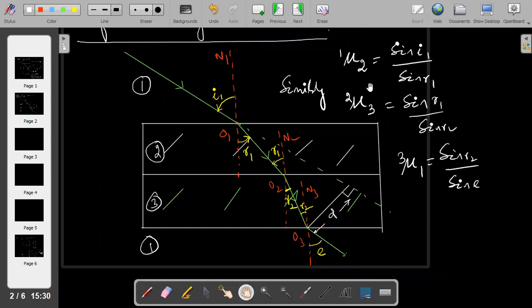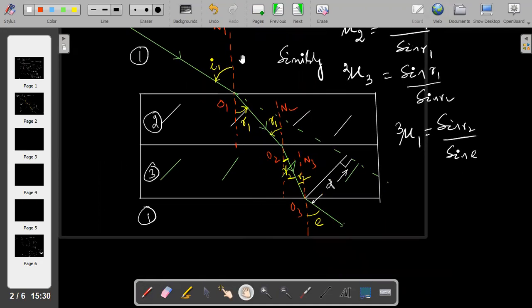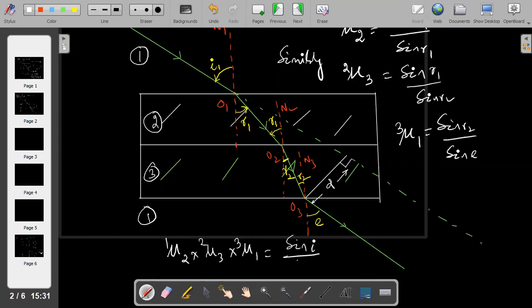Write down. If we multiply here, mu 1 2 into mu 2 3 into mu 3 1, what are you going to get? अरे कितना आ रहा है अर्पिता? हेलो, अरे अर्पिता कितना आएगा? अच्छा चलो, श्वेता कितना आएगा बोलो?